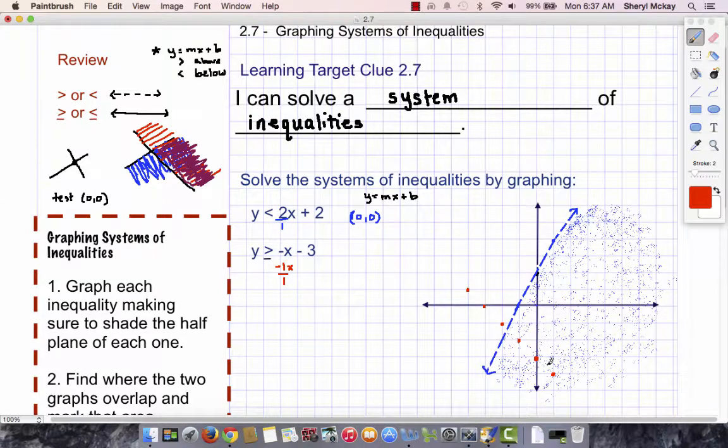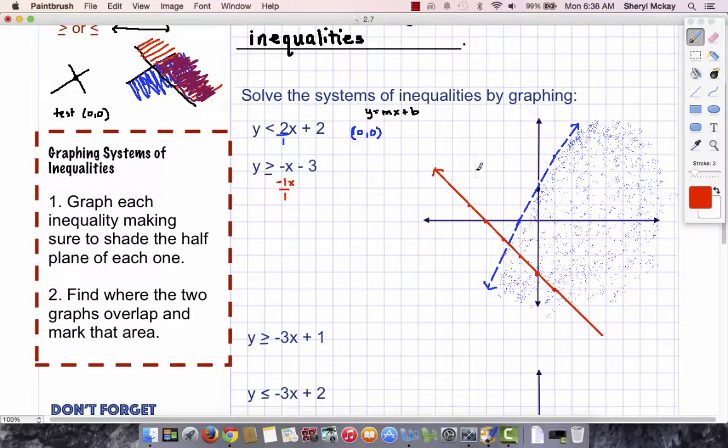All right, so there's my boundary, and this time I'm going to have it be a solid line, because it's greater than or equal to, which means that my boundary is actually included. I'm going to see if I can do this without making a huge mess again. I go fast. Nope. All right, so now I've got my very sloppy line, but you get the idea.